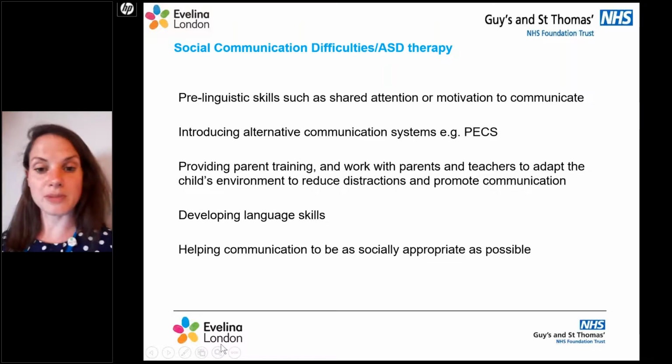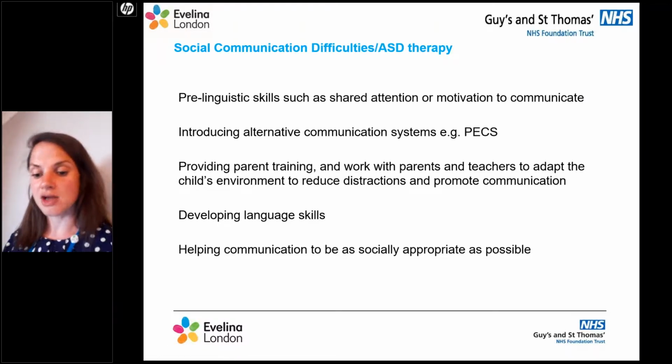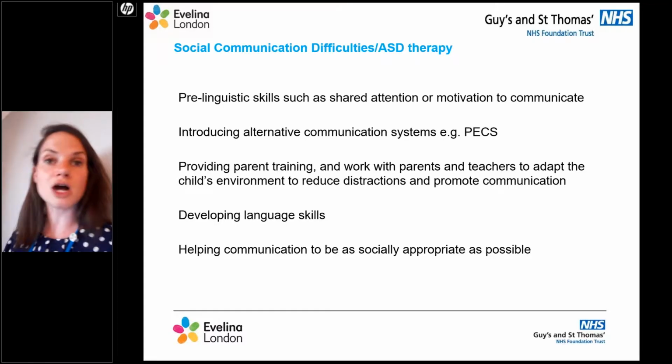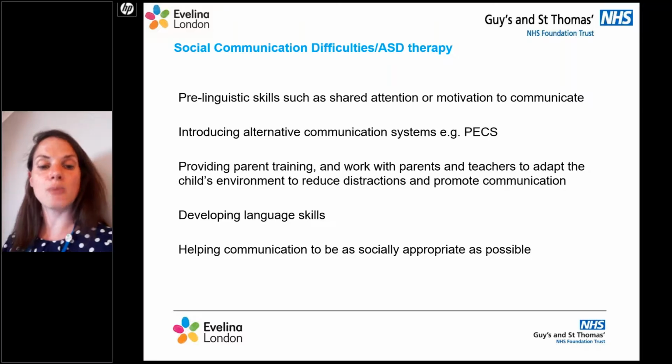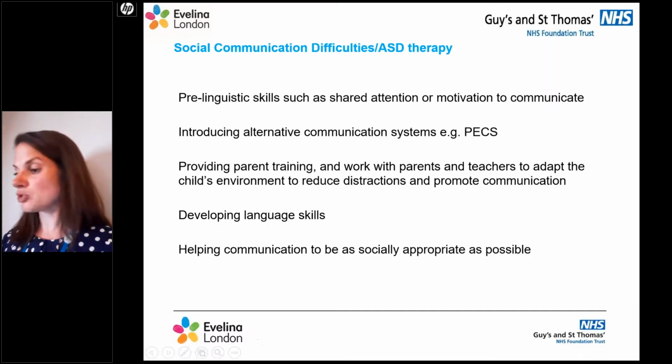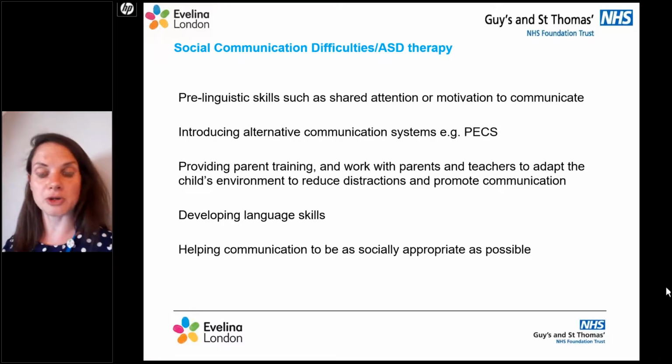So some of you might be familiar with PECS, which stands for Picture Exchange Communication System. For some young people with autism, they might use pictures to communicate rather than words if they're not using words, and we would be helping to implement that sort of system. We also do a lot of parent training, and we work with parents and teachers to help adapt the child's environment to promote communication, with the end goal that we're actually going to develop their language skills. And we also might just do some work to help communication be as socially appropriate as possible.